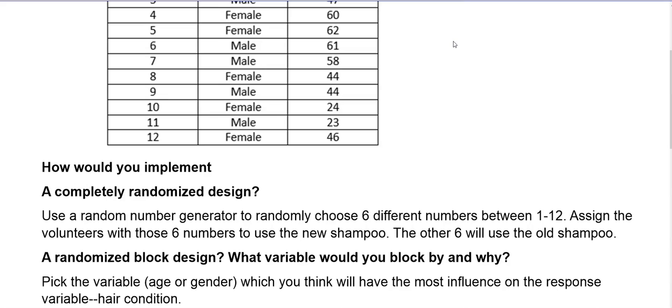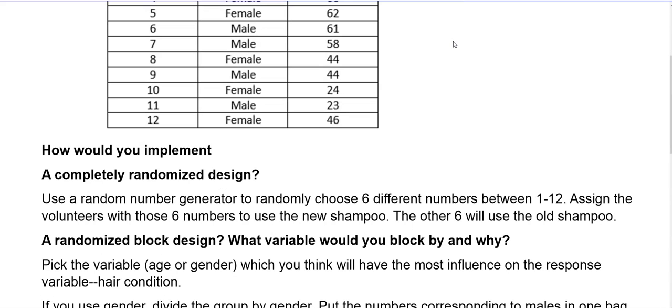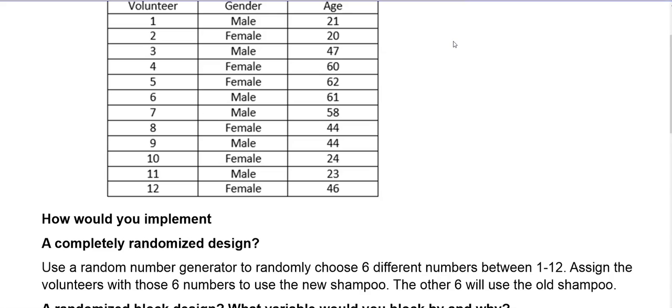So let's start with a randomized block design. You always want to pick the variable that has potential to influence the response variable. For example, the number of times males and females wash their hair, or the length of hair, or maybe just genetic makeup of males and females might affect hair condition. Also, a person's age definitely affects their hair condition, with younger people tending to have oilier hair and older people with drier hair. So we could use either gender or age or both as blocking variables.